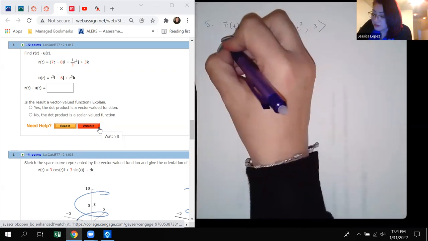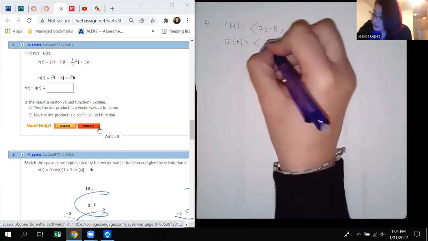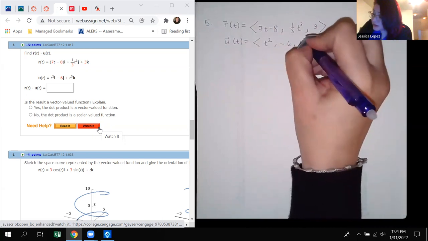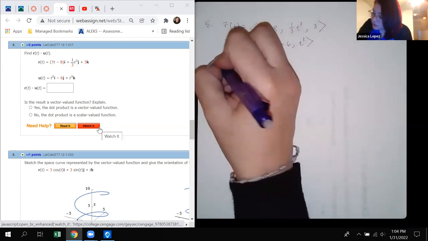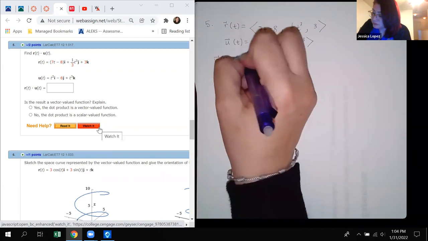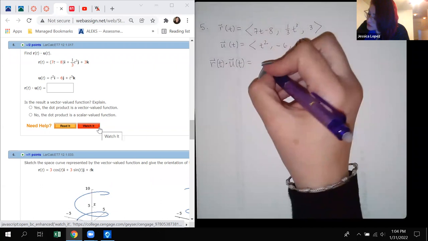And then it has another vector function, and this one has T squared for the I component, negative 6 for the J component, and T cubed for the K component. And so what they want me to compute is R dot with U. So that means first components get multiplied, second components, and so forth.